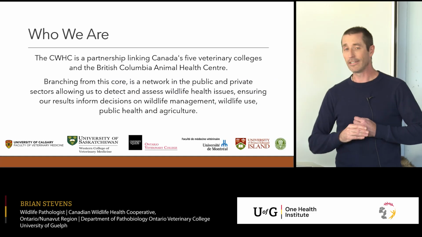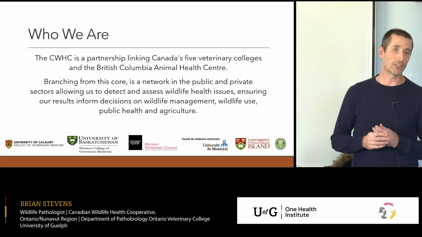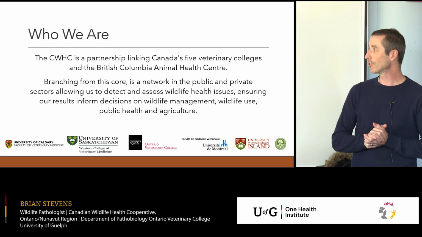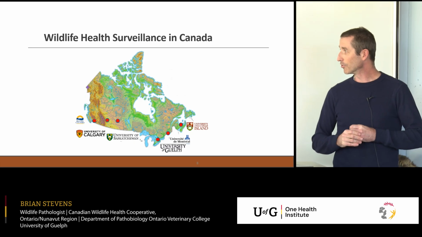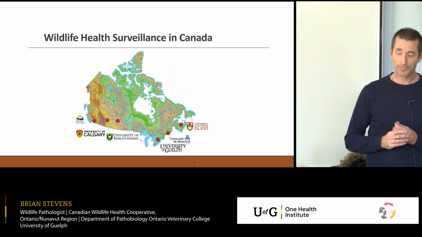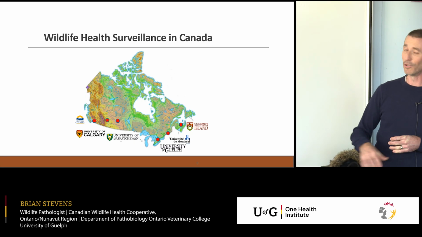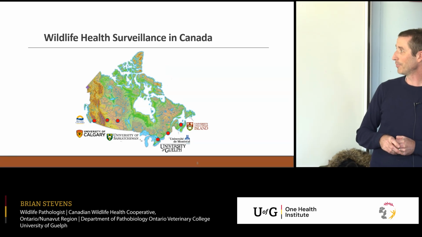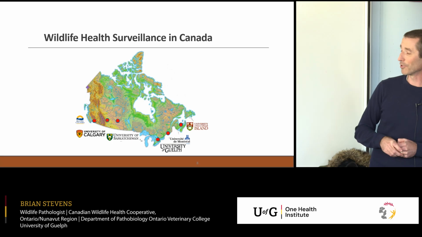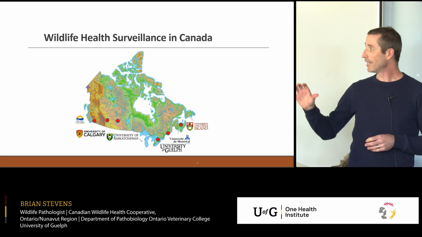We are a cross-Canada network, so we're based out of the veterinary colleges and the BC Animal Health Centre. So we have 6 regional centres across Canada. Those red dots show where we are located. As you can see, it's going to be more in the southern aspect of the country. Again, the population is going to be what impacts where we're located as well.